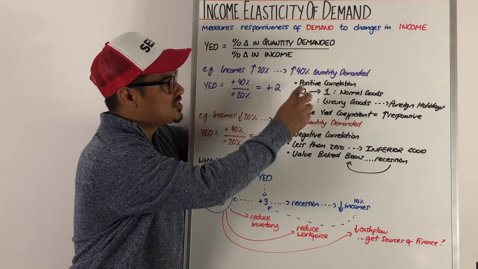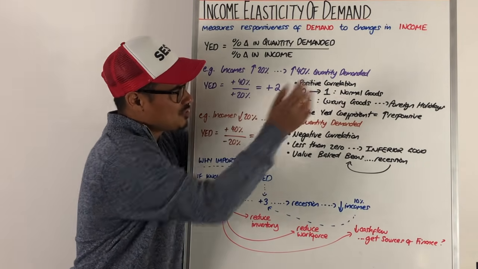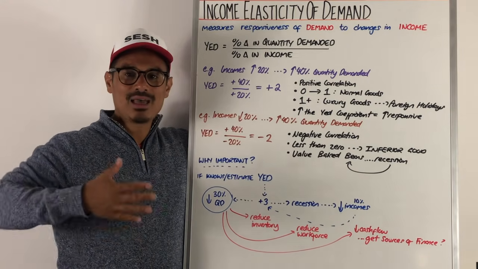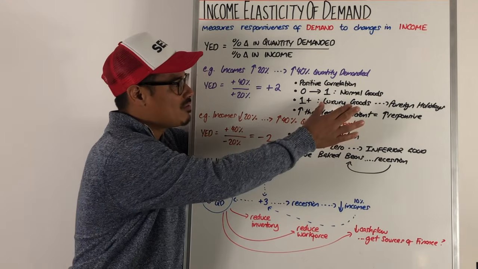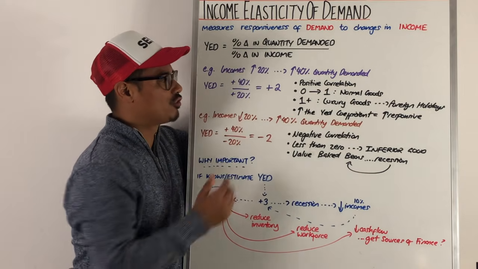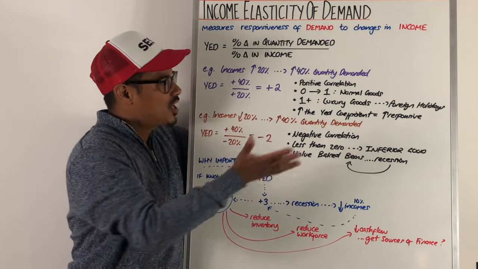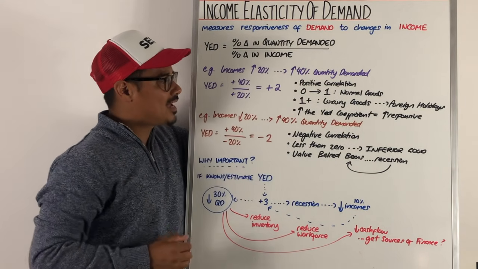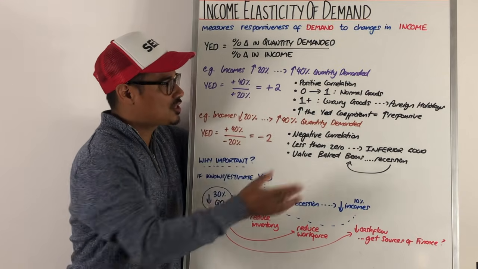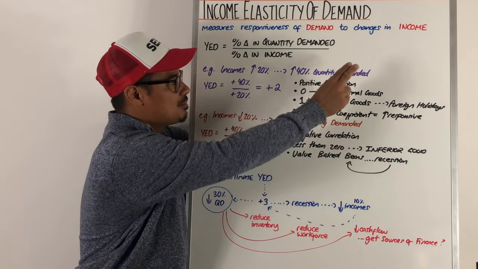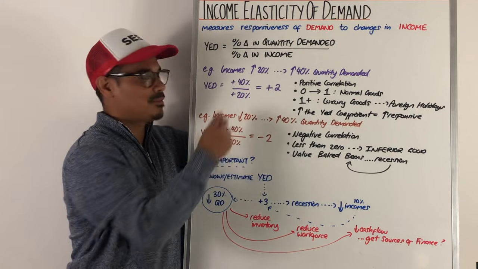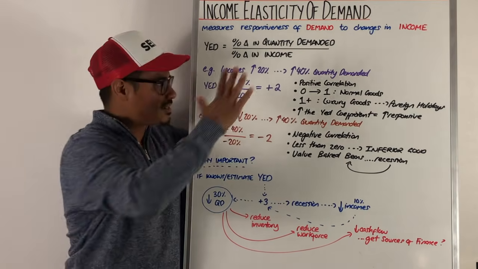So if this coefficient is between 0 and 1, it's sometimes referred to as a normal good. And if it's higher than 1, it may be referred to as a luxury good, such as a foreign holiday. So essentially, the higher the income elasticity coefficient, the more responsive demand is to incomes. Now on the other side, that's a positive example.